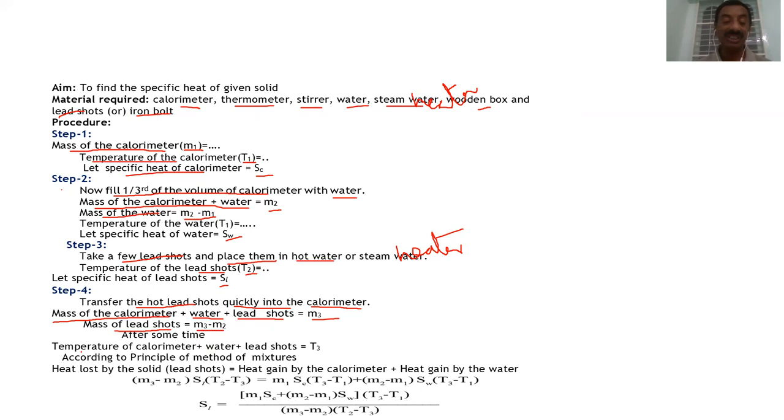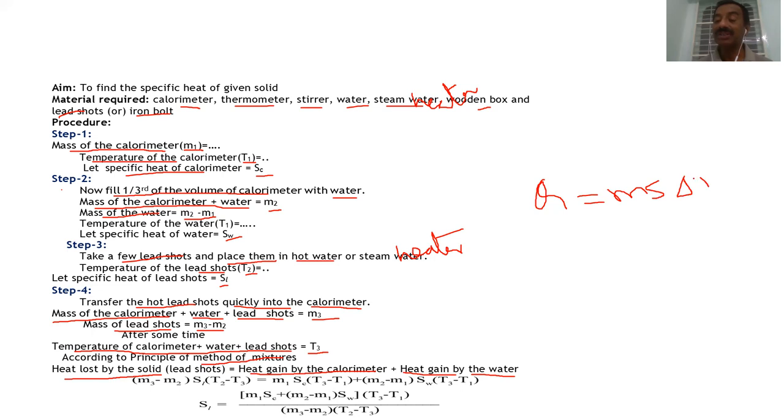When the mixture attains the same temperature, measure the temperature of the calorimeter, water and lead salts. Let it be T3. Now according to the principle of method of mixtures, the net heat lost by the hot body is the net heat gained by the cold body. Here the hot body is the lead salts. So heat lost by the solid, the lead salts, is equal to heat gained by the calorimeter plus heat gained by the water in the calorimeter. You know that heat Q is equal to m s delta T.